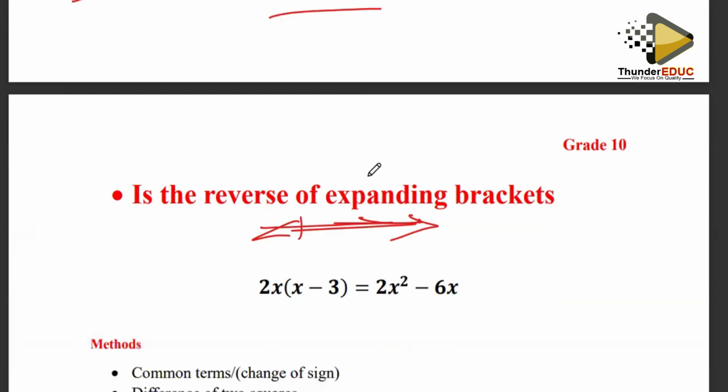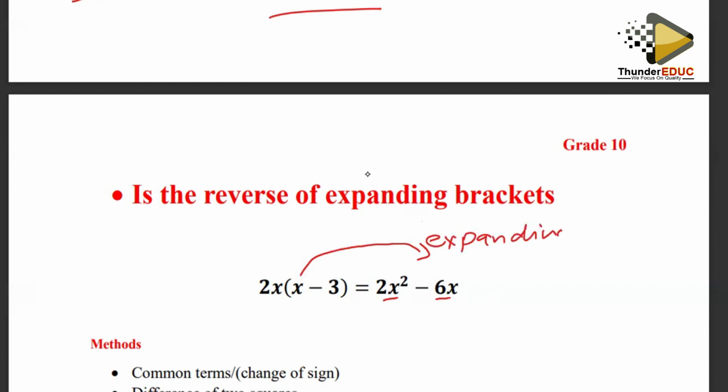We have a simple example here: if we have 2x multiplied by x, we're going to get 2x squared. 2x multiplied by 3, you get negative 6x. So if we move from the left to the right, from here to there, we are expanding the brackets, or we are opening the brackets using dots or products. And then if we move from the right to the left, we are factorizing.